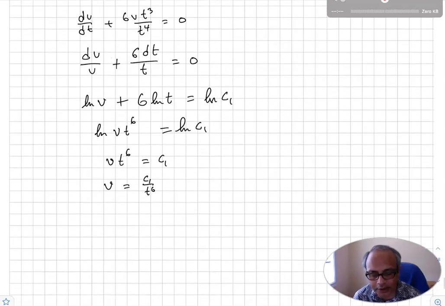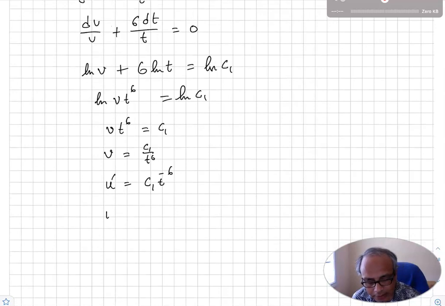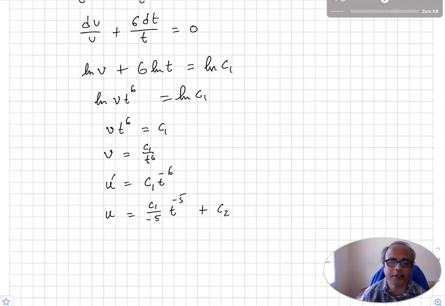Okay, so what is v? v is u prime, so you write u prime, and maybe I just rewrite 1 over t to the power 6 as t to the power minus 6, and you integrate it. u is c1 divided by minus 5, t to the power minus 5, plus a constant of integration.